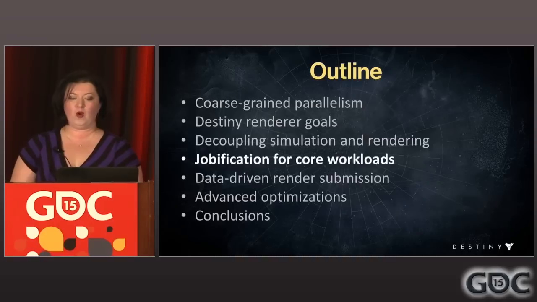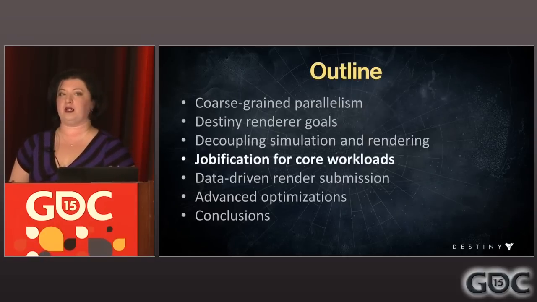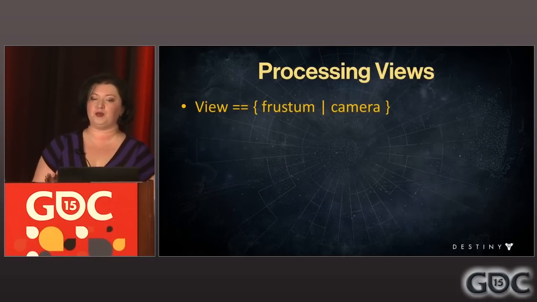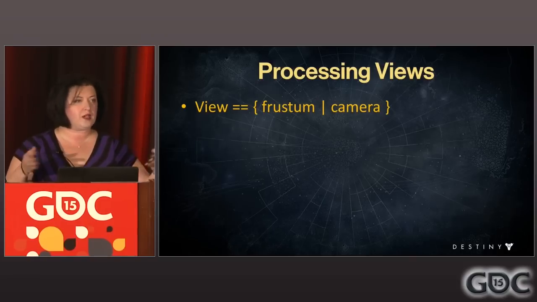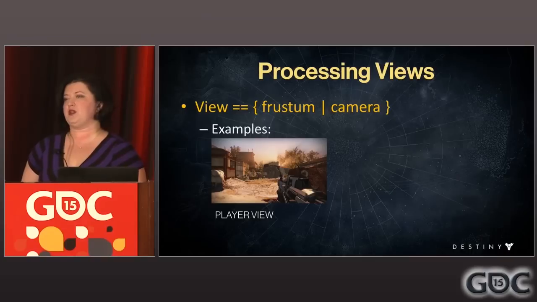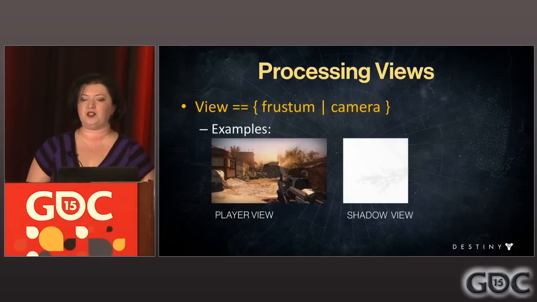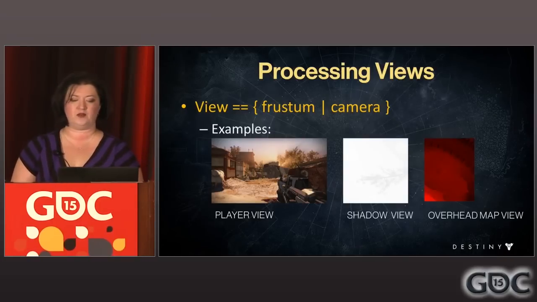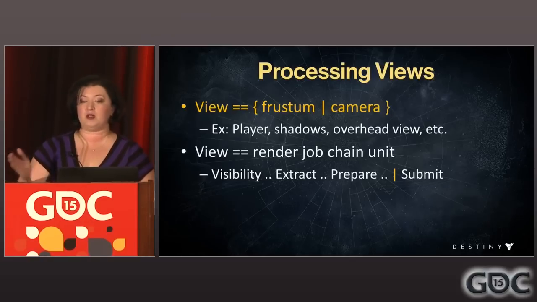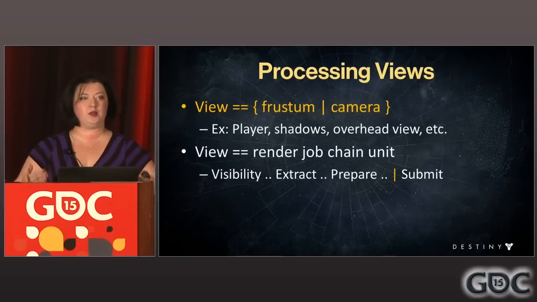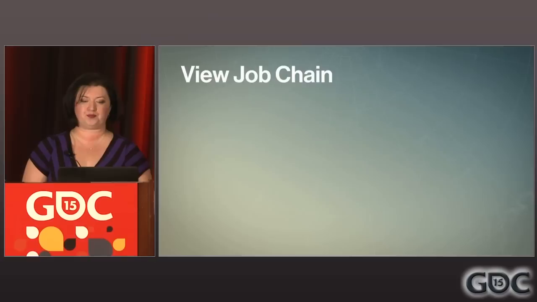So once we do that, how do we go about the actual jobification? A render pipeline operates on the concept of views. A view is defined by the usual frustum and camera parameters. This is pretty standard. And we have a number of views in our frame. For example, player view, we have shadow views, we can have overhead map views, reflections, and so forth. Now, a view in our system also defines an end-to-end render job chain. So the view becomes the jobification unit.